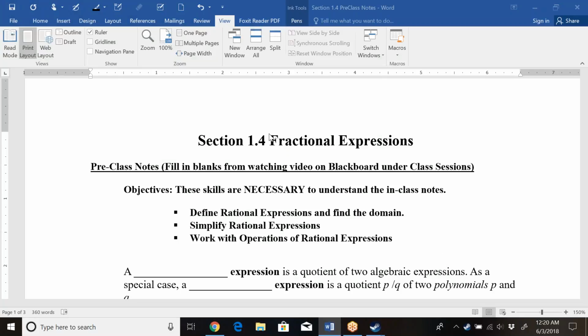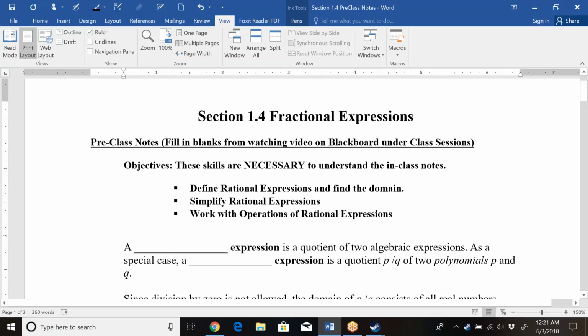All right, this is the section 1.4 Fractional Expressions pre-class notes. Our objectives in this section are to define a rational expression and to find the domain of it. Domain means the values that you're allowed to plug in because they give us a real number when we get the output. We're going to simplify rational expressions, and we're going to work with operations of rational expressions.